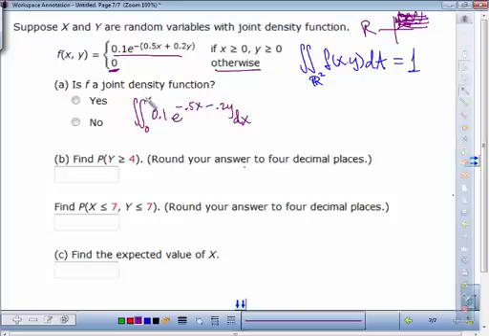0 to infinity. Right? It's all of the first quadrant, so my x is going to go from 0 and never stops. Goes all the way to infinity. And likewise, my y is going to go from 0 to infinity. Okay?